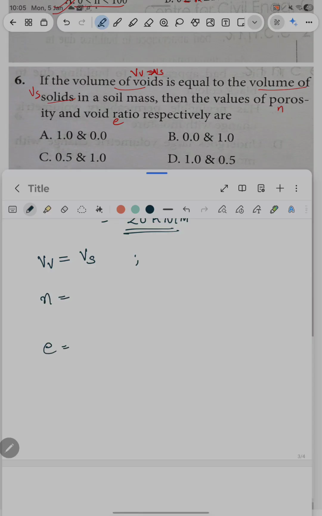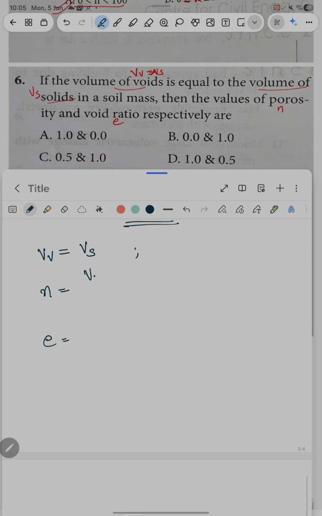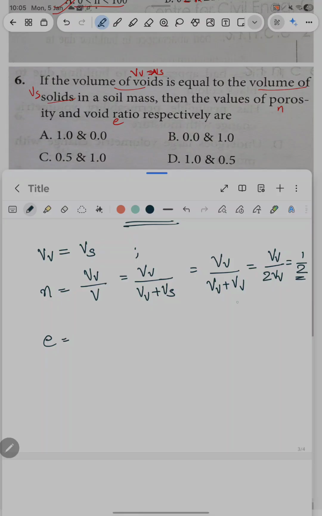What is porosity N? Volume of voids to total volume. Total volume means volume of voids plus volume of solids. Here volume of void is equal to volume of solids. So we can write volume of void divided by volume of void plus volume of void, both are the same. So the value becomes 1 by 2, that is 0.5. Value of N is 0.5.